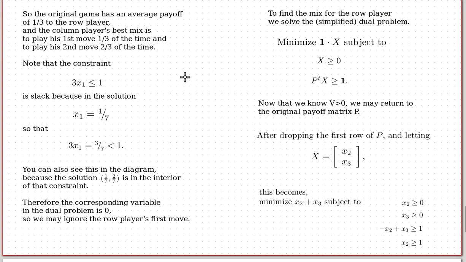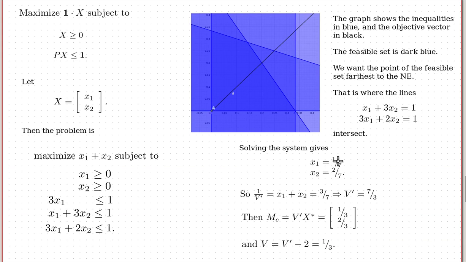Now let's move to figuring out the optimal strategy for the row player. In order to solve this, I'm going to make use of another aspect of the duality theorem, complementary slackness. If you take the solution we just got for the column player, and plug these values into these constraints, what you find is that we get exact equalities in these two, but this inequality is slack. 3x1 is strictly less than 1 when x1 is 1/3. So this inequality becomes slack.